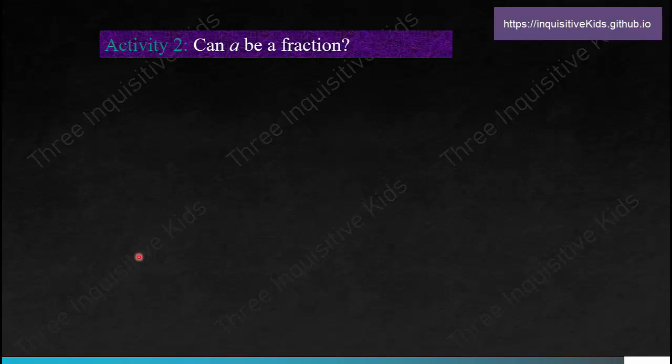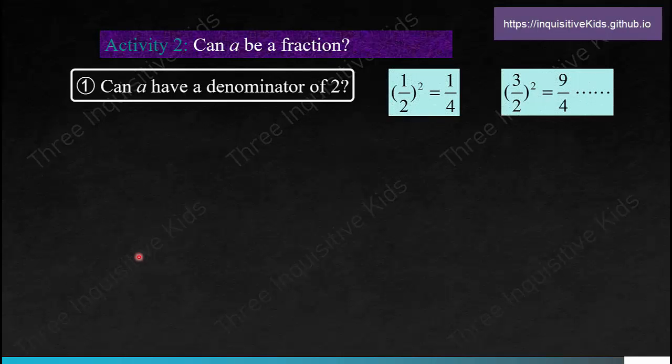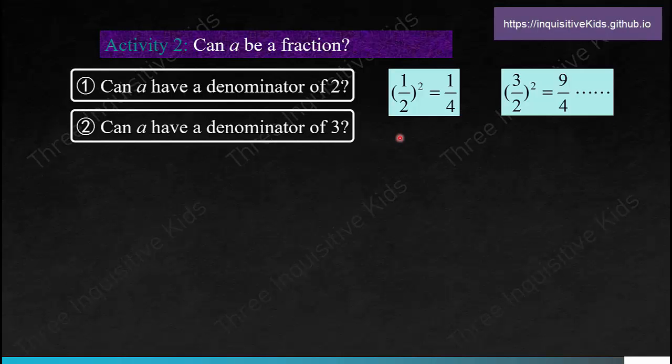Activity 2. Can A be a fraction? First, can A have a denominator of 2? Well, 1/2 squared would just be 1/4. 3/2 squared would just be 9/4. So we can't have a denominator of 2.